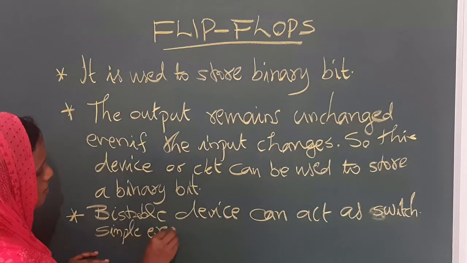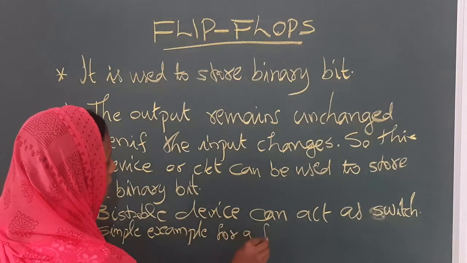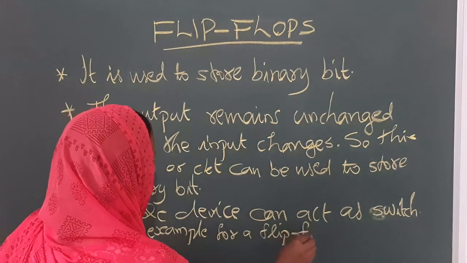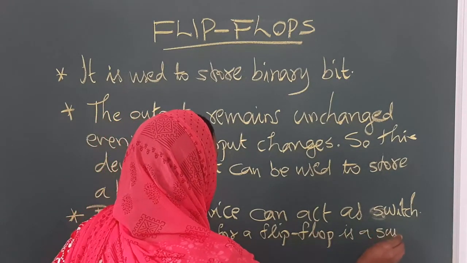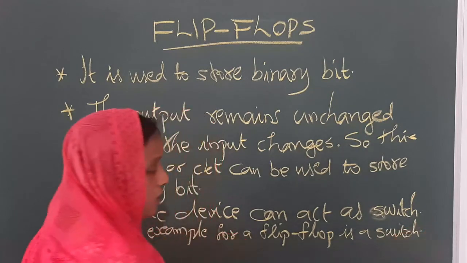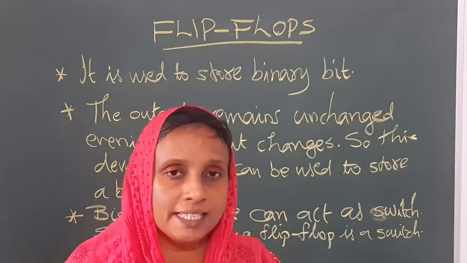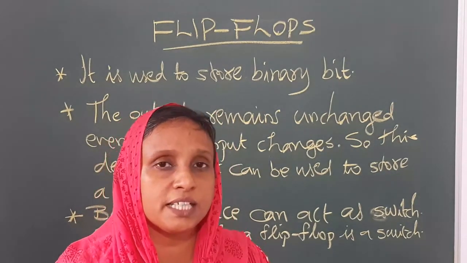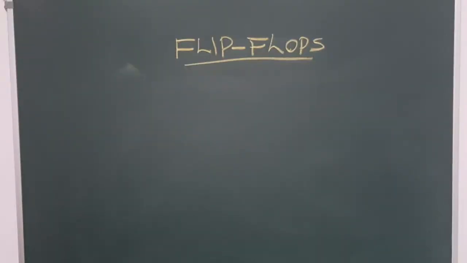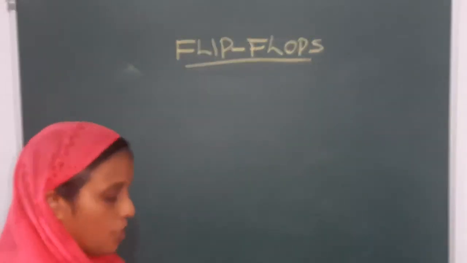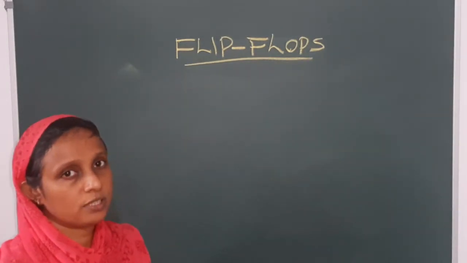A simple example for a flip-flop is a switch, because a switch has memory. Unless you intentionally change its state, it continues with its initial state. Two inverters can act as a switch.